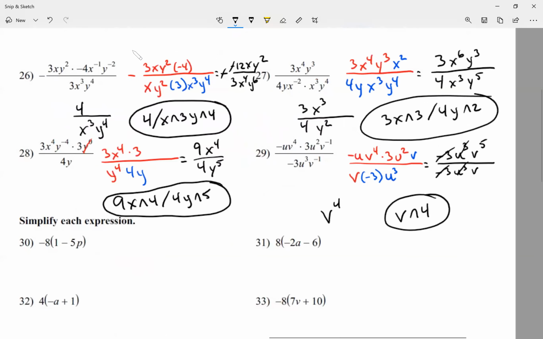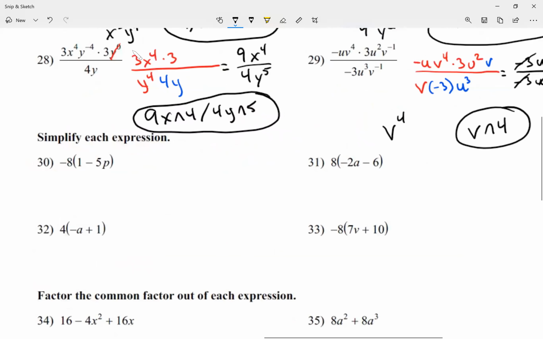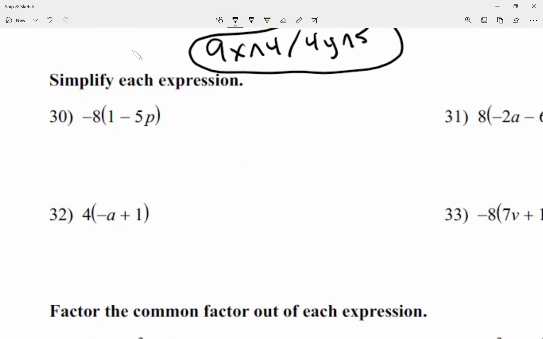Now, to move on a little to what we're going to be looking at, let me work up until number 33. When we have parentheses, I'm going to multiply the number on the outside to the numbers on the inside. So negative 8 times 1 is going to give me a negative 8. Negative 8 times a negative 5p. Looking at the numbers, negative times a negative is positive. So positive 40p. Now the negative 8 and the 40p cannot be combined because one has a p, the other one does not. So that's it, negative 8 plus 40p.